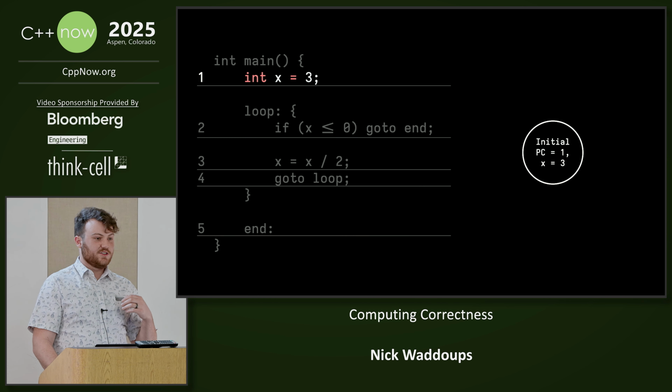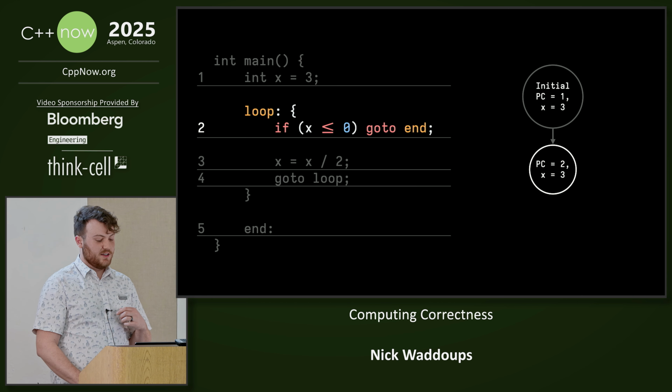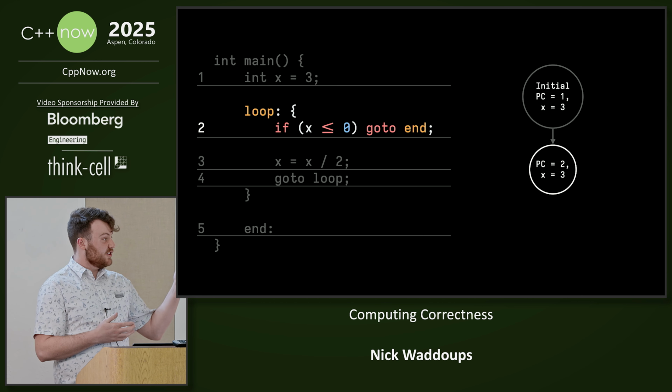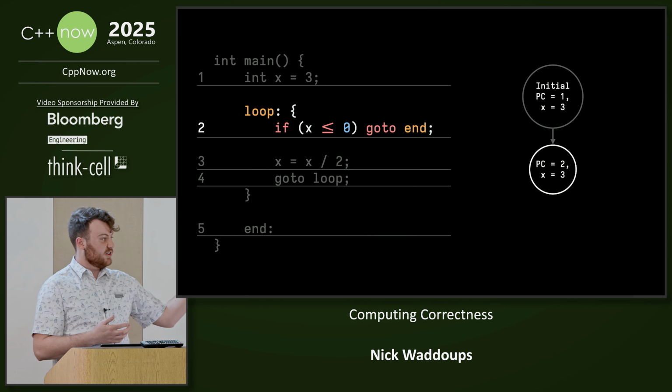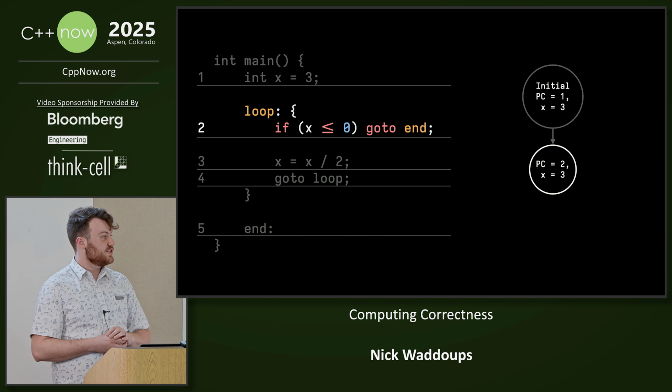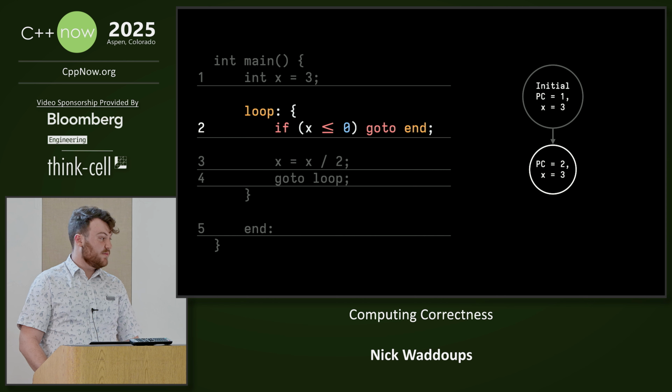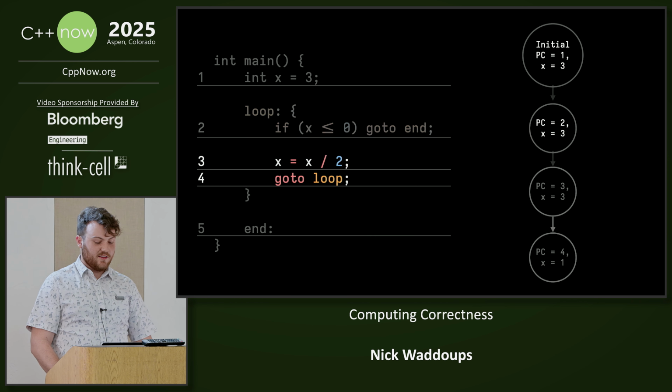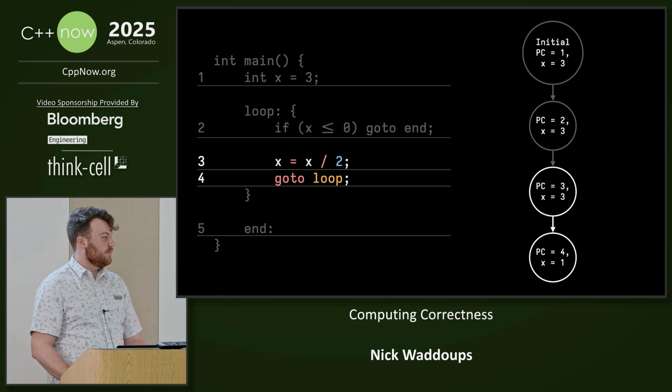When we move to the next state, we get to this loop here, and we are checking a branch. But in terms of the state of our program, x hasn't changed, only our program counter has changed. And so here we do the comparison again. We say, is x less than or equal to 0? It's not. So again, we take the possible transitions.